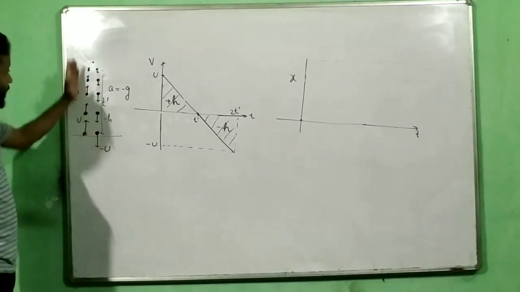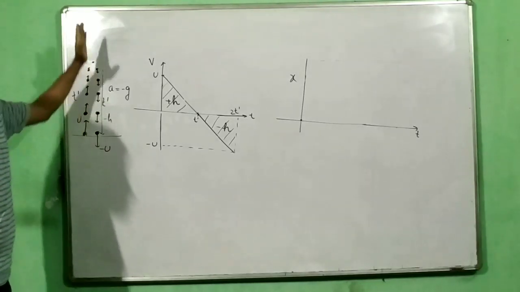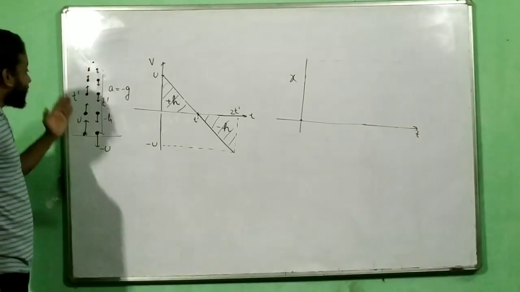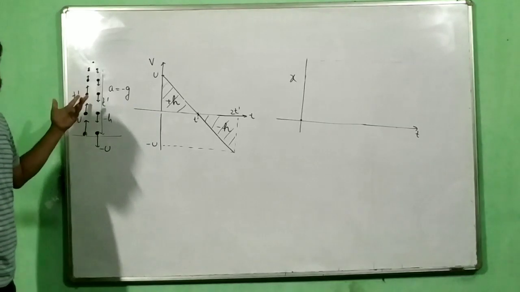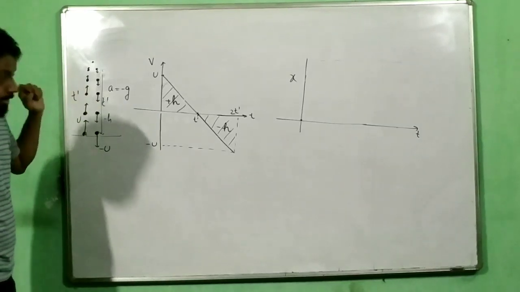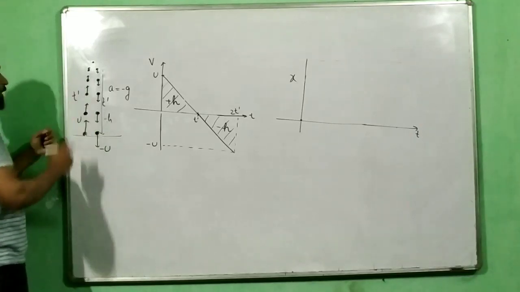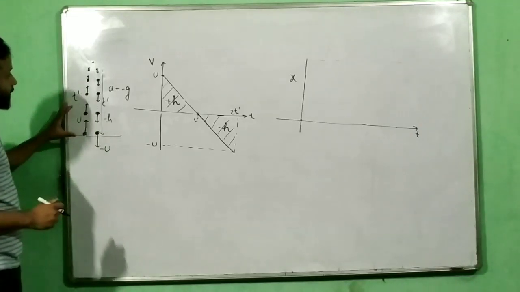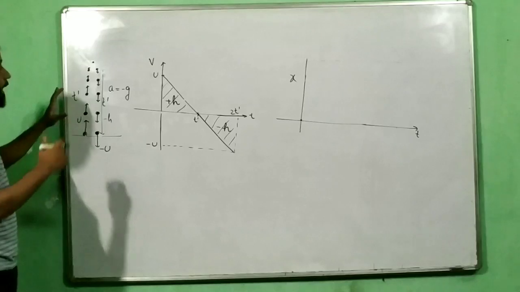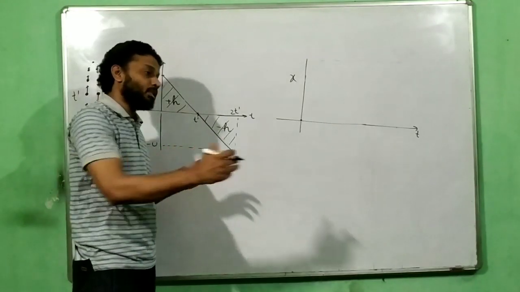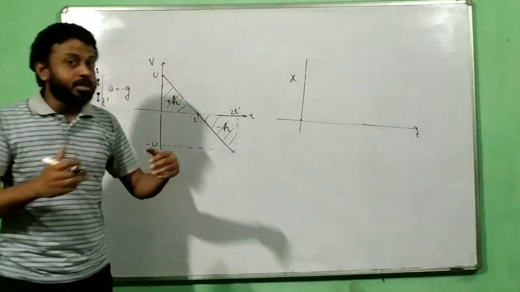What is happening here? It is going up. If it is going up, is it accelerating or retarding? The answer is it is retarding, decelerating, correct? Because gravity is acting downward, so it is going upward. So the graph will be like that of a body moving with positive velocity but undergoing retardation.